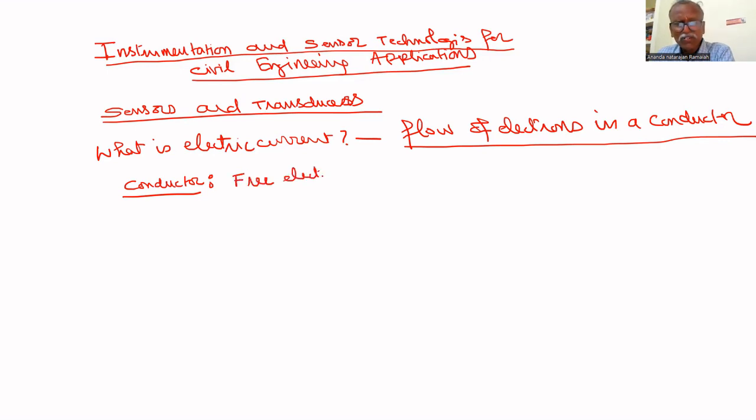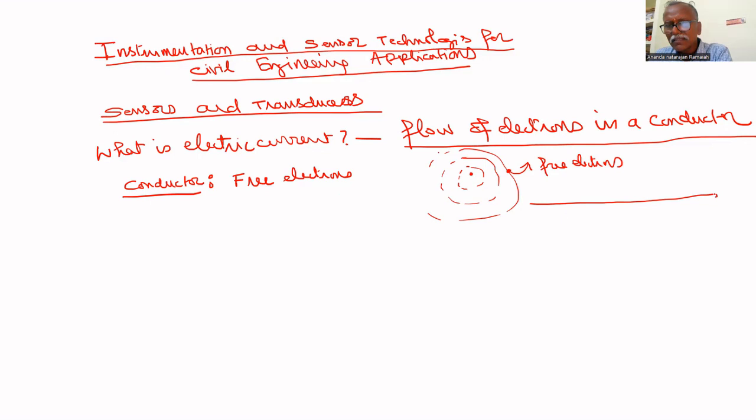Free electrons means, we know that all materials are made up of atoms. There's a nucleus, and electrons are in a particular fixed orbit. Suppose the electrons in the outermost orbit escape if they get energy from this fixed path. Those electrons are called free electrons. These free electrons will flow in a conductor. In a material, if free electrons are there, then it is called a conductor.